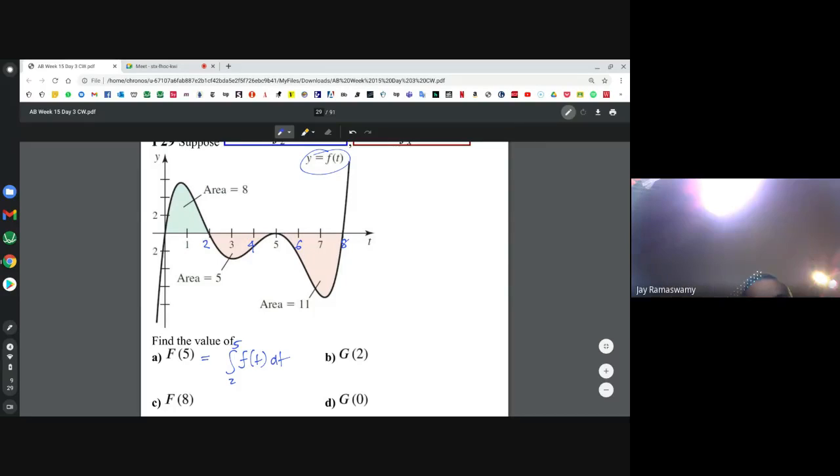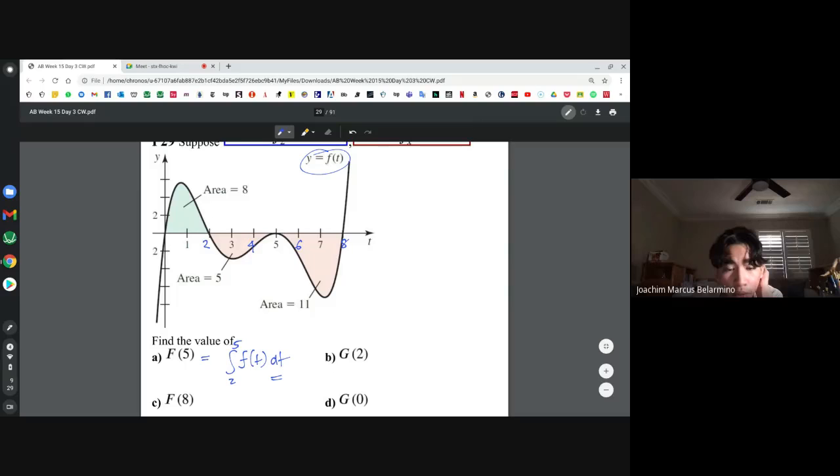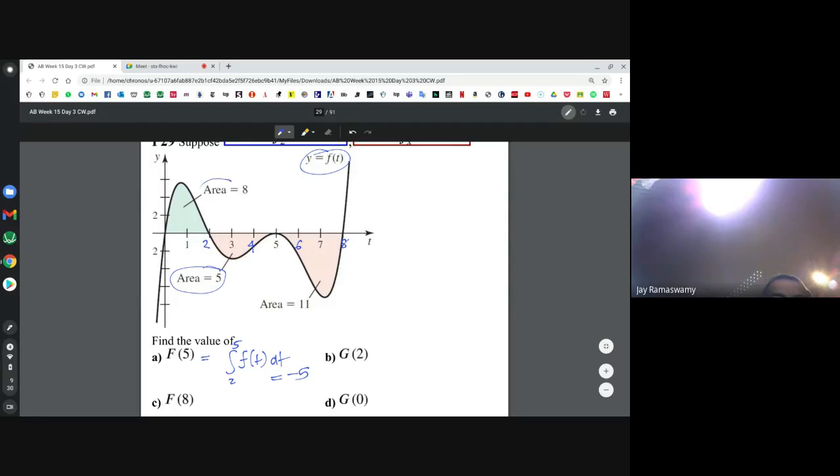Yes. 2 is smaller, 5 is bigger. We're going left to right, 2 to 5. And the answer is negative 5. They're telling you, please be alert. They're giving you areas. You just have to read the graph. It's an area below the axis, so negative 5. That's it. It's a 5-second problem if you know what you're doing.